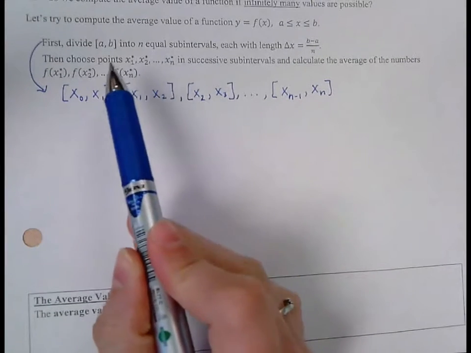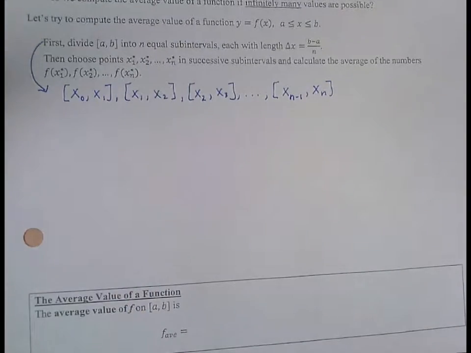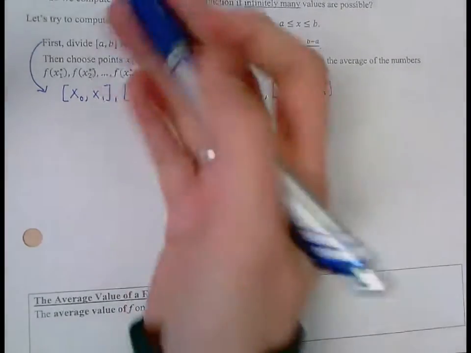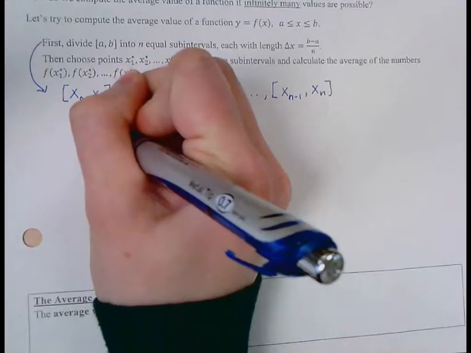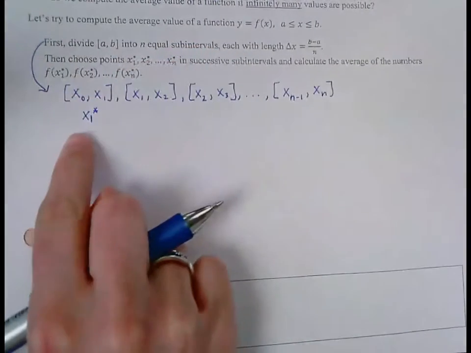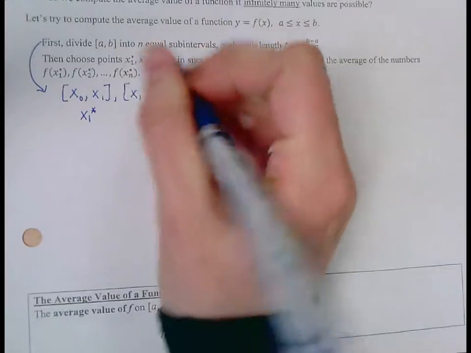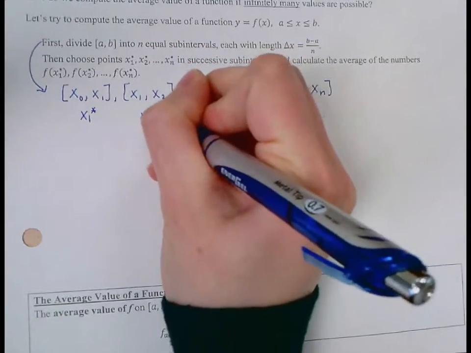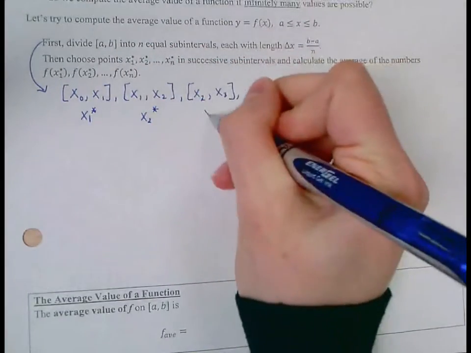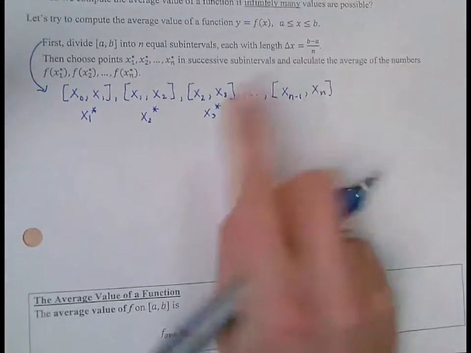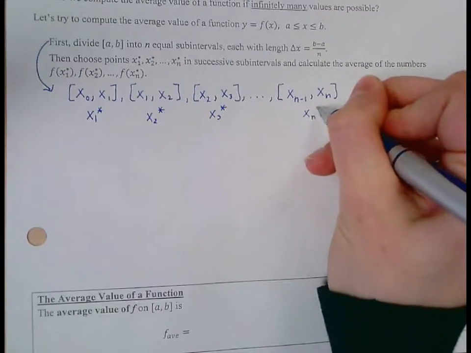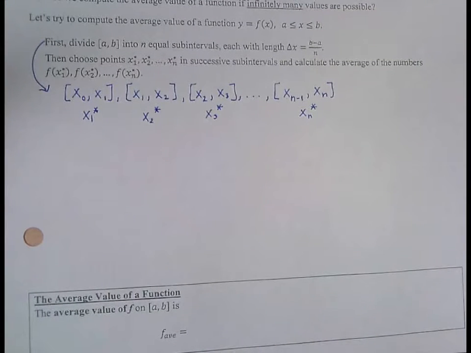Then they're choosing sample points from successive subintervals. So x sub 1 star would be some value from that first interval, x sub 2 star would be some value from the second interval, x sub 3 star would be a value from the third, and so on. x sub n star would be the last sample point. That could be a right endpoint, a left endpoint, or the midpoint of the interval, just any value within each interval.